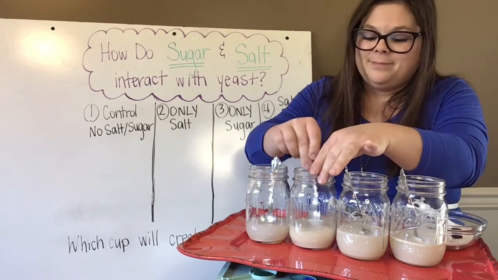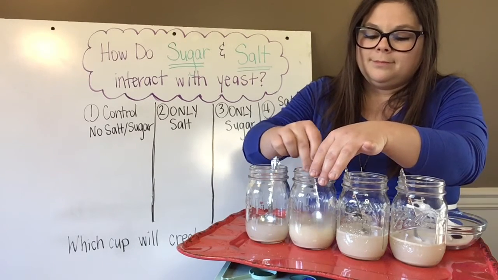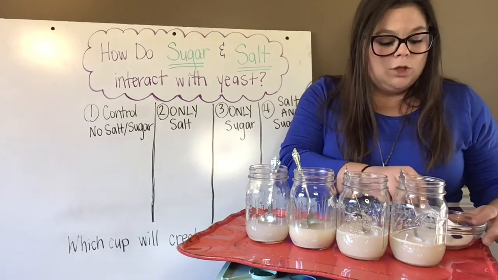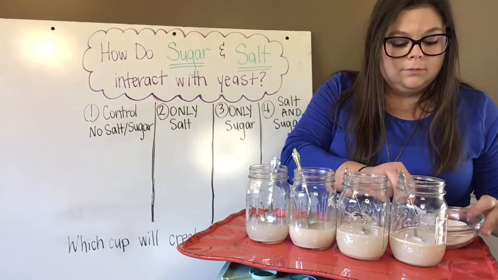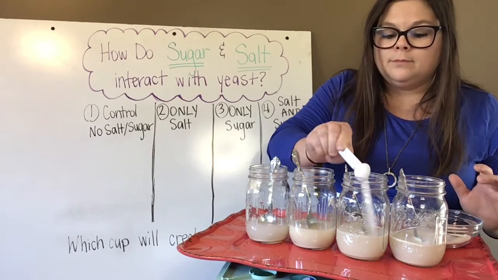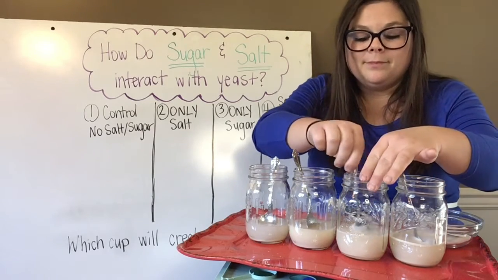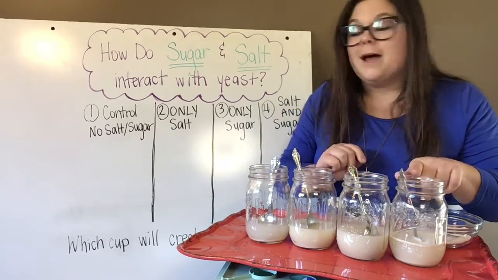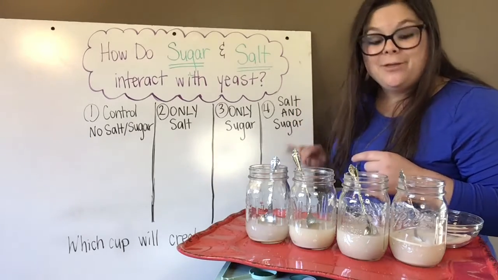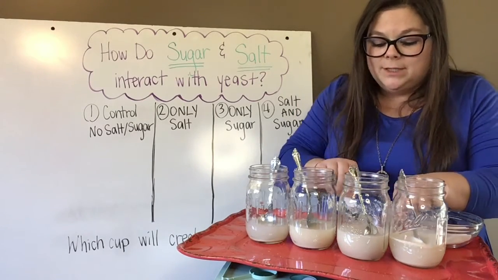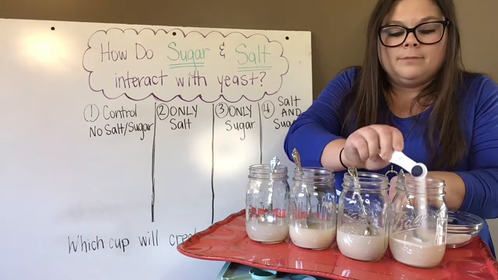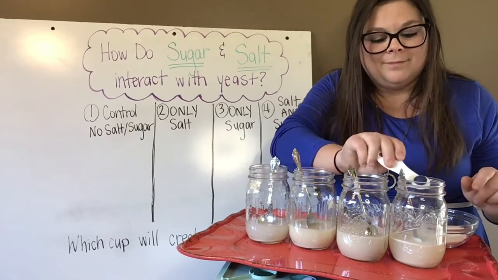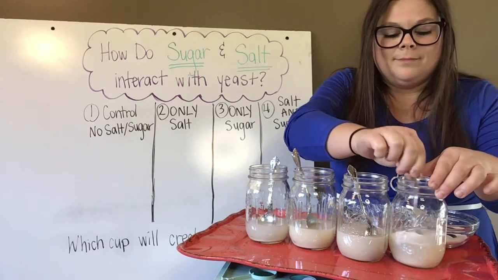Mix it up. In our third glass, we're going to add only sugar. So we'll add in 1 teaspoon of sugar and mix it up. In our fourth glass, we're going to add in both the salt and the sugar. So we'll do a half of a teaspoon of salt and a half of a teaspoon of the sugar and mix it up.